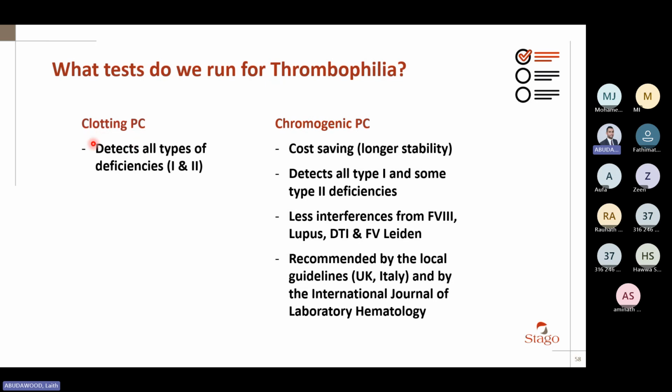That's why sometimes it may be needed if the chromogenic one says normal, but the clinician is still suspecting the patient of having a protein C issue, okay? So usually we would start with the chromogenic assay based on these recommendations. If the clinician is still suspicious of protein C issues, we can go to the clotting protein C assay. The final important point is that the chromogenic protein C assays have less interference from things that interfere with coagulation assays, because factor 8, lupus, direct thrombin inhibitors, and factor 5 Leiden can interfere with the protein C clotting tests.